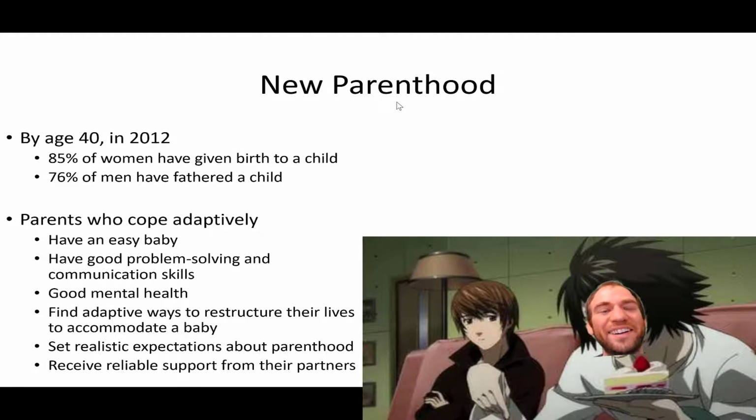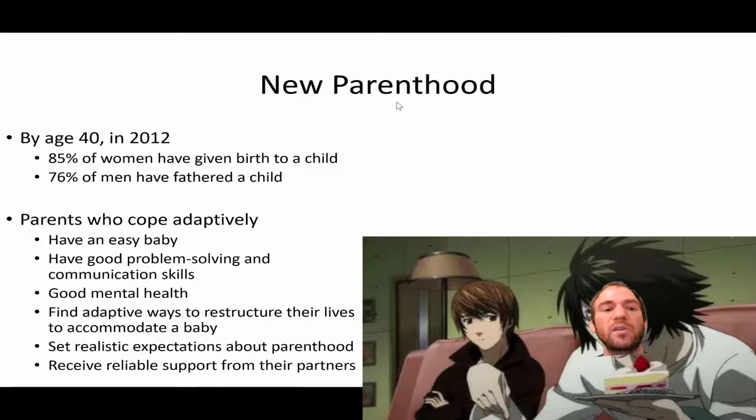Jumping back into topics from the book: new parenthood. By age 40 in 2012, 85% of women have given birth to a child, and 76% of men have fathered a child. Parents who cope adaptively have an easy baby, have good problem-solving and communication skills, good mental health, find adaptive ways to restructure their lives to accommodate a baby, set realistic expectations for parenthood, and receive reliable support from their parents.